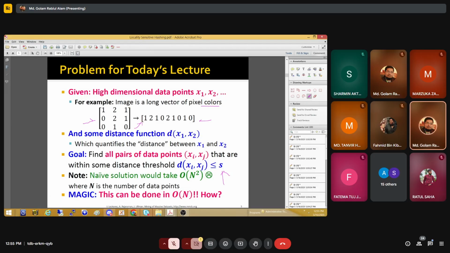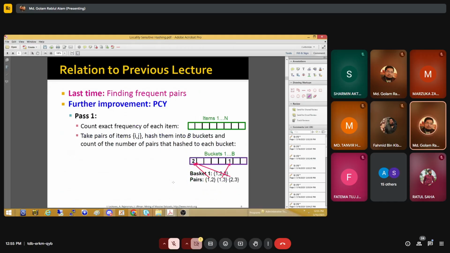If we try to find the solution with the naive approach, that means whatever we have done so far, the complexity will be order of n square. In this case, if n is just 1 billion or something, it's actually not possible. But if we apply some tricks, then this problem we can solve within order of n. But how? We need to find out.